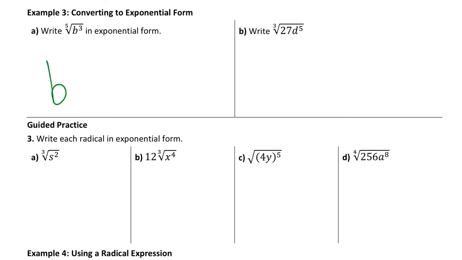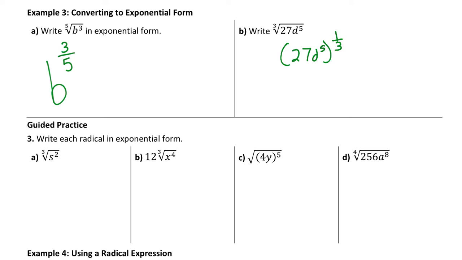So when I raise this, the power is on the top, 3, the root is on the bottom, 5, and that's it. Okay, so in part B, it's recognizing that this entire quantity, 27d to the 5th, is under the cube root. So when I rewrite this, I'm going to rewrite it as parentheses 27d to the 5th, all raised to the 1/3 power.